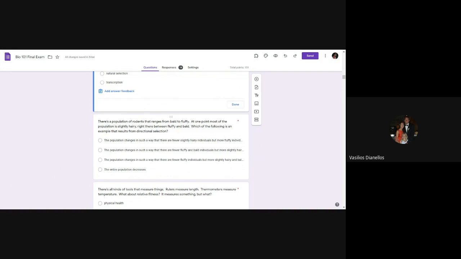Anyway, moving forward, we're going back to this population of rodents. Again, we're starting with the same thing. It ranges from bald to fluffy, and in the middle you have the slightly hairy ones, and most of the population is right there in the middle. Again, we have that bell curve. Starting with the same population, which of the following is an example of directional selection?